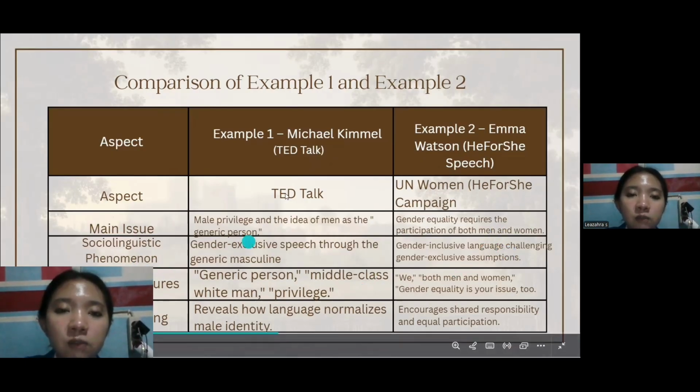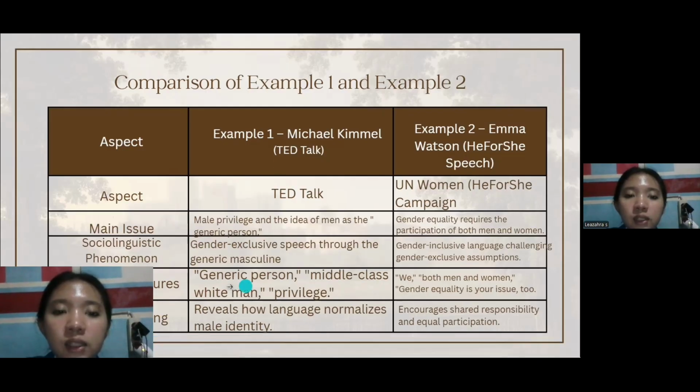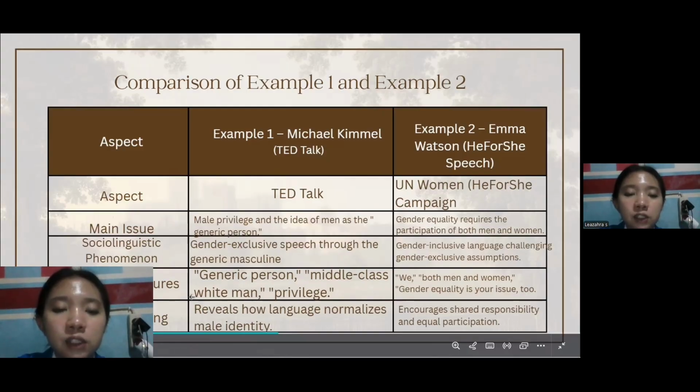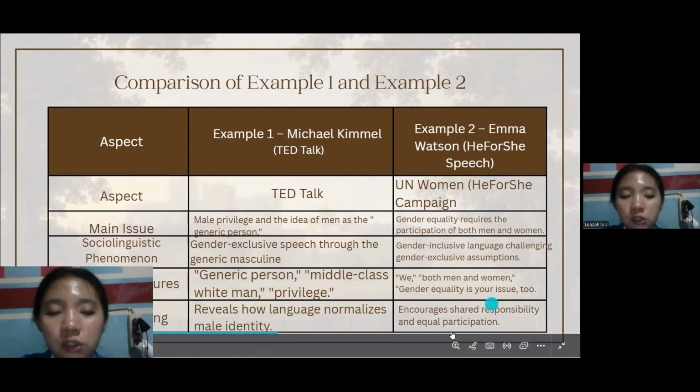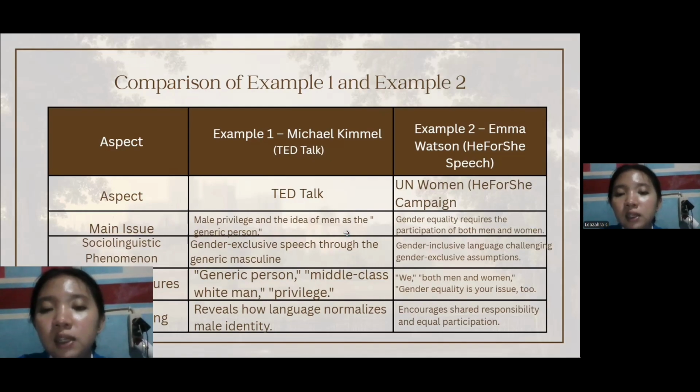In sociolinguistic phenomenon, example number 1 is gender-exclusive speech through the generic masculine, while example 2 is gender-inclusive language challenging gender-exclusive assumptions. In linguistic features, example number 1 has generic person, middle class, white man, and privilege, while example number 2 has Emma Watson's use of "we," "both men and women," and "gender equality is your issue too." In social meaning, example 1 reveals how language normalizes male identity, and example number 2 encourages shared responsibility and equal participation.